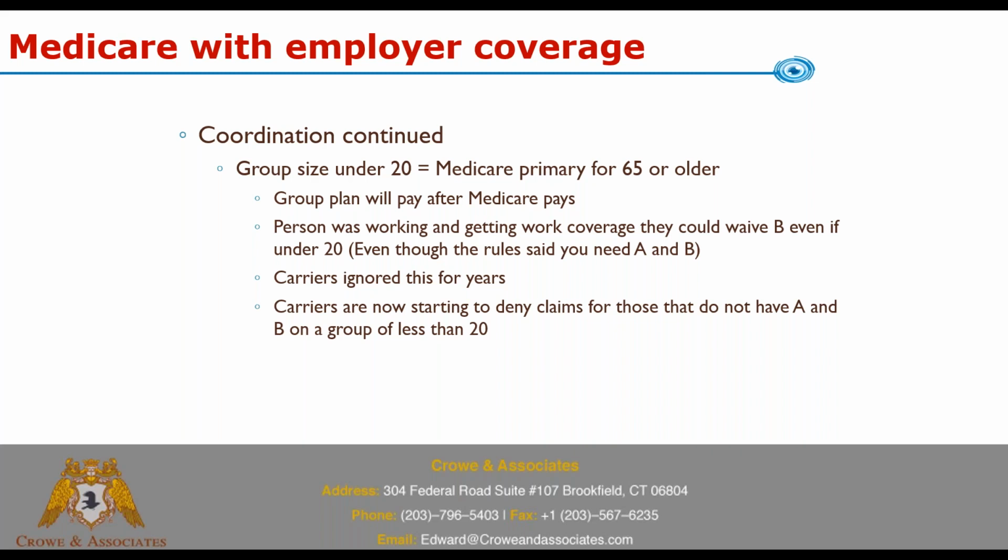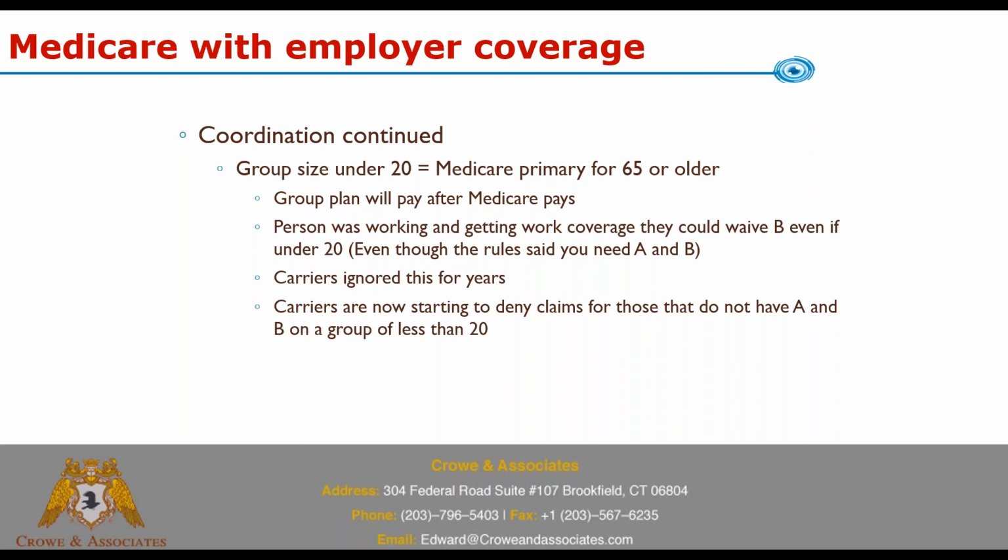So you have a person who's working and getting work coverage. They're working for a group less than 20. In the past, what we would say to them is, hey, if you're actively working and getting coverage through work, even though you're working for an employer of 6 employees, go ahead and waive Part B because you're meeting the criteria, working and coverage through work. And it's always been a rule that if you're with a group under 20, even if you're actively working, getting coverage through work, once you turn 65, you need B. It's just never been enforced.